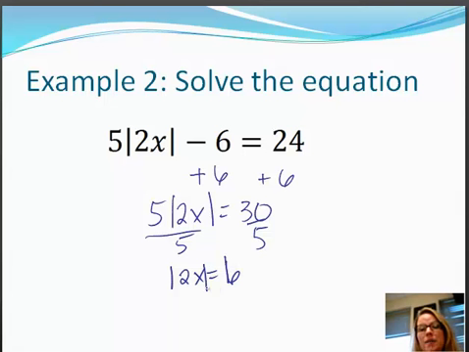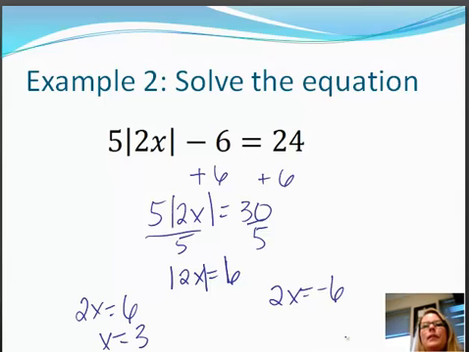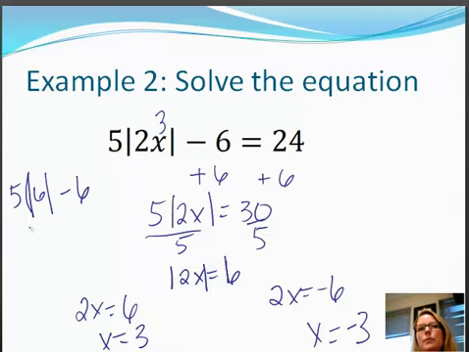So at this point I split it into two problems because now the absolute value is by itself. So I get 2x equals 6 and I get 2x equals negative 6. So over here x is equal to 3. Over here x is equal to negative 3. So then you're going to plug them back in. So if x is 3, I would get 5 times 2 times 3 is 6. That's an absolute value. Minus 6. Well, that does away the absolute value, so I get 30 minus 6 is equal to 24. So that one works out.